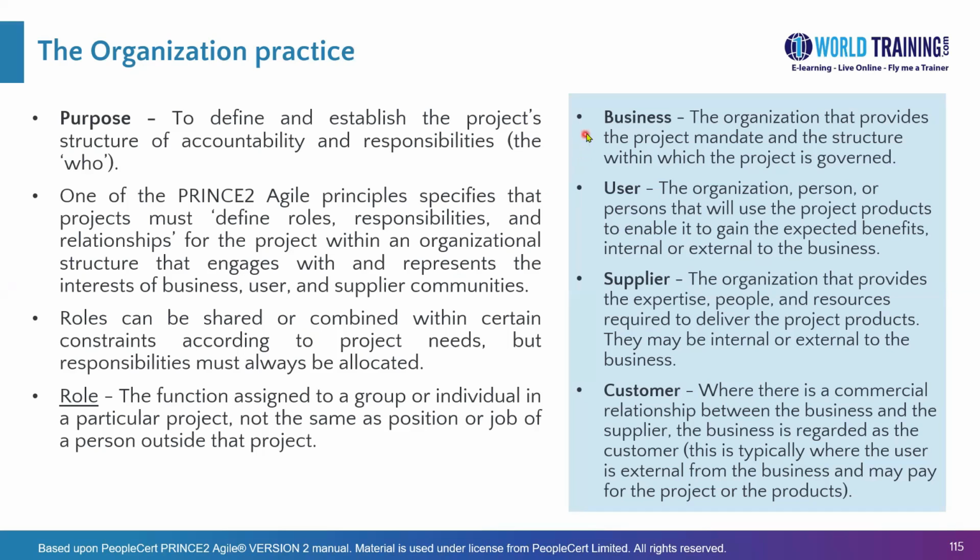Now, we have here the various key stakeholders of a PRINCE2 Agile project: the business, the user, the supplier, and the customer. Business is the organization that provides the project mandate and the structure within which the project is governed, which means that they are the ones who create the idea based on an opportunity or a challenge. And they will urge the others to think about it and propose a solution along with a justification for it, meaning check out the investment, the benefits, and the risks.